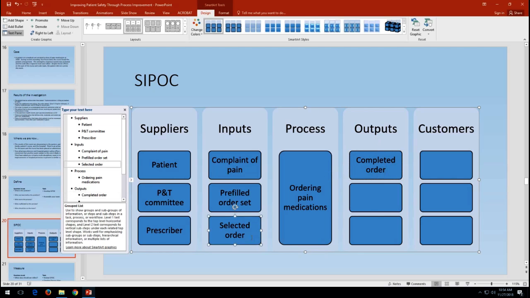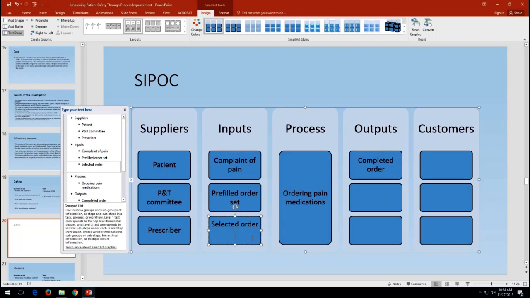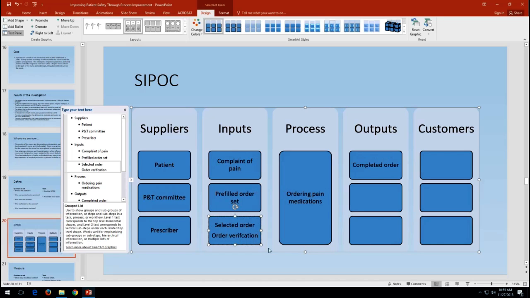Okay. So let's put another one in here. I don't want to add another box, so I'll just put another thing in here. So we'll have order verification goes into it. Who supplies that order verification? We'll say pharmacist. Okay. So we got a completed order over here.